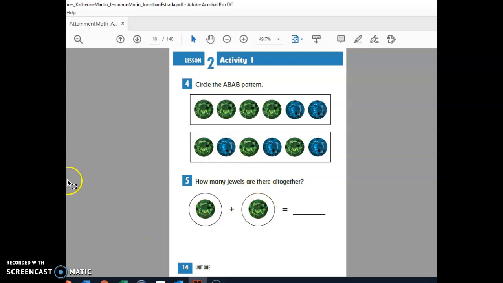Once you are done with your worksheet, feel free to submit your picture for a grade. If you have any questions, feel free to text your teacher.